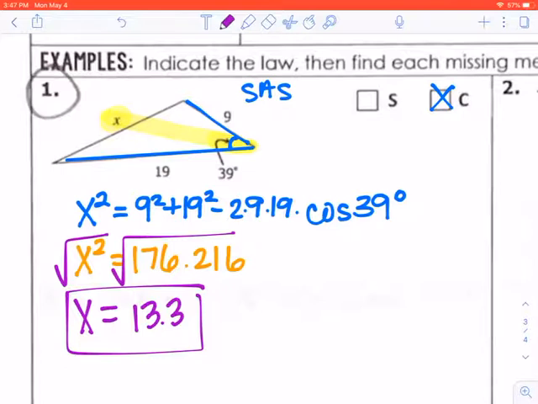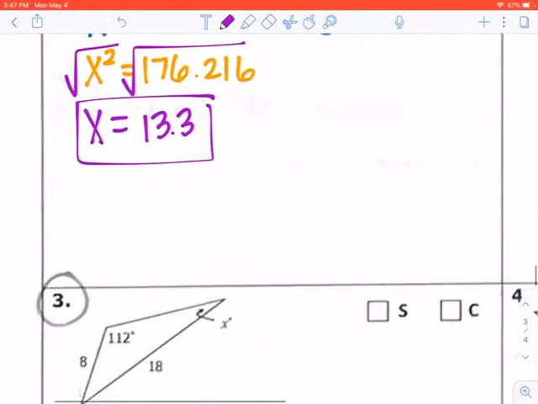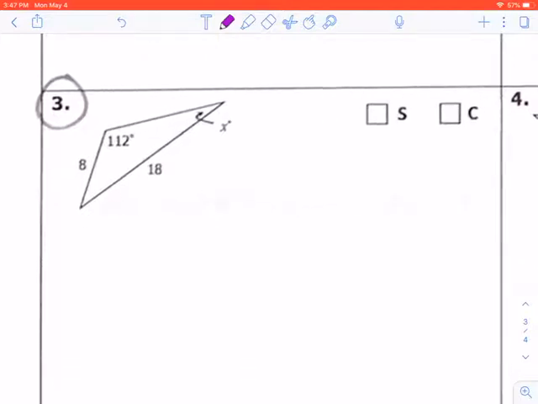You had to figure out the fact that they gave you side angle side, so it's law of cosines. Okay. Let's look at this one. So let's look at the information they gave us. We have a side, we have another side, and then we have an angle. So what we have here is side, side, angle. When it's side, side, angle, we use law of sines.